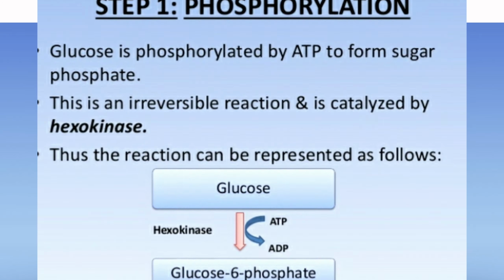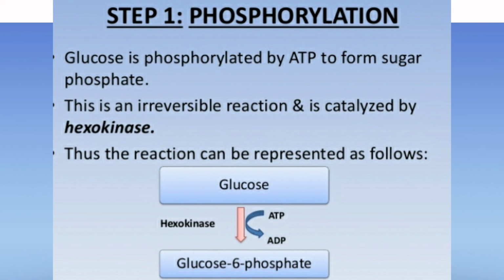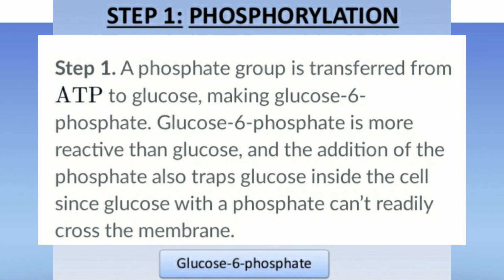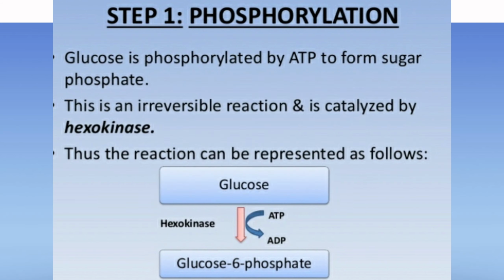The first step is phosphorylation. Here the starting material is glucose and the product is glucose 6 phosphate and the enzyme is hexokinase. Here a phosphate group is transferred from ATP to glucose, making glucose 6 phosphate. Glucose 6 phosphate is more reactive than glucose, and the addition of phosphate traps glucose inside the cell, since glucose with the phosphate cannot readily cross the membrane.